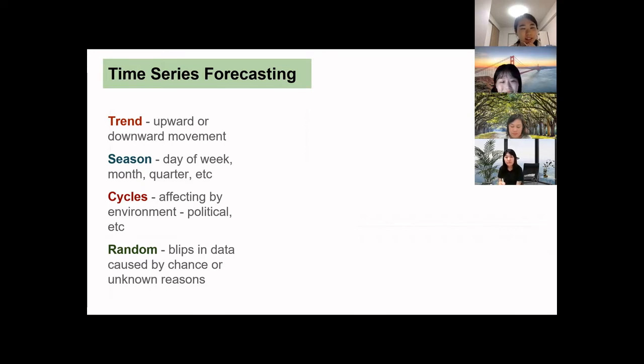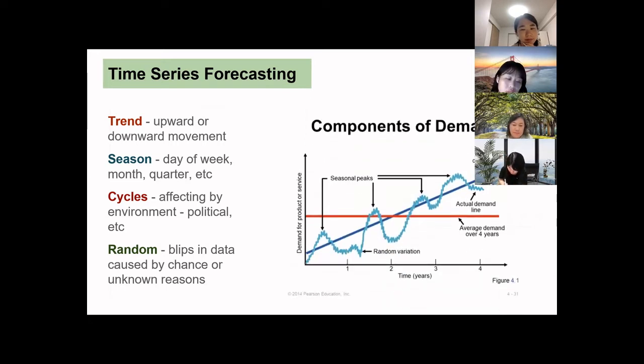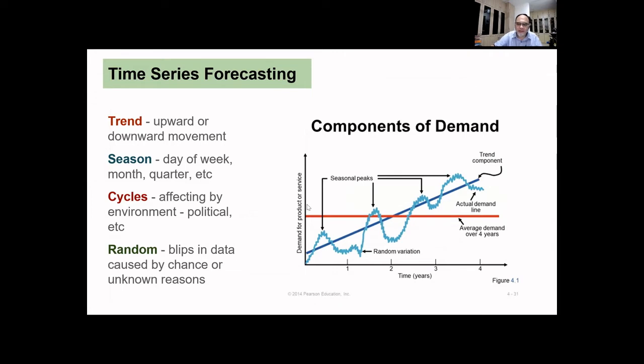Everybody got paid. First week of the month, high sales. And then that is season. We call it season, or cycles. Cycles are affected by environment and so on. So you can see these components or behavior in all time series. Like the stock market, cycles affected by environment.